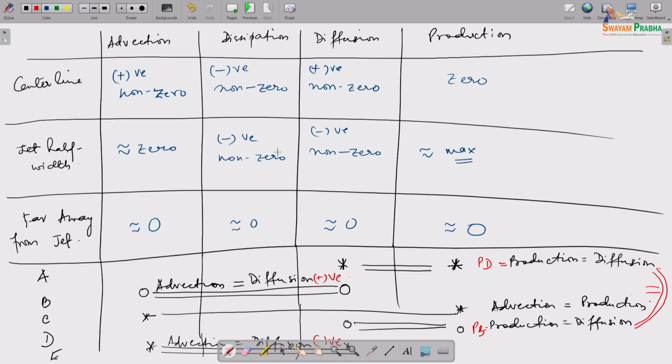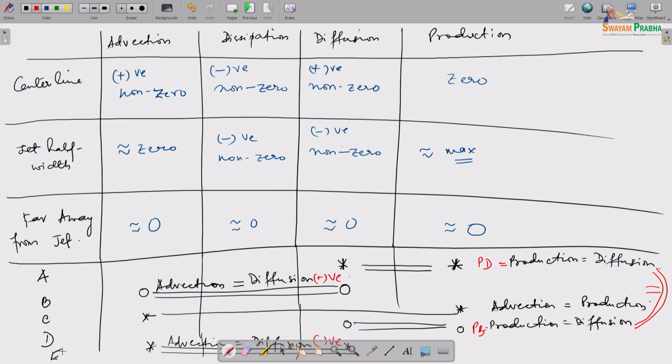Now, at the jet half width, on the other hand, the production is nearly maximum, and advection is actually 0, and there is non-zero dissipation and diffusion. Far away from the jet, of course, these are zeros. Okay, and we also looked at these 5 points where it is interesting to see that.